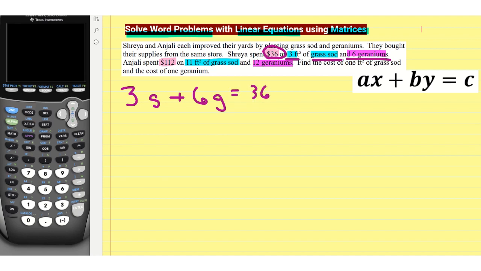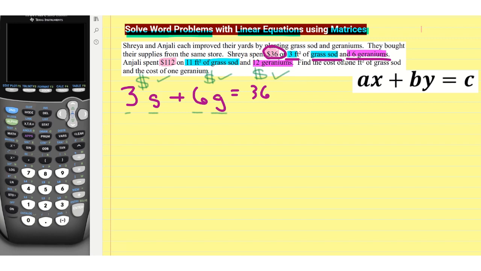Again, we always want to remind ourselves that it's about the units. This is 3 units of the cost of the sod, which gives us the total cost for the sod. And then we have 6 units of the cost of the geraniums, which gives the total cost of the geraniums. Then $36 is the total cost. So it's still dollars plus dollars equals total dollars. Our units are really all the same.